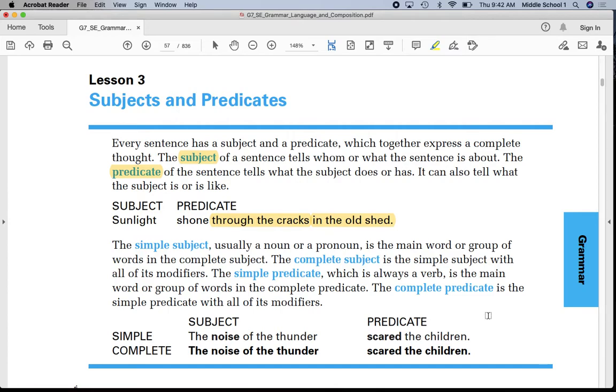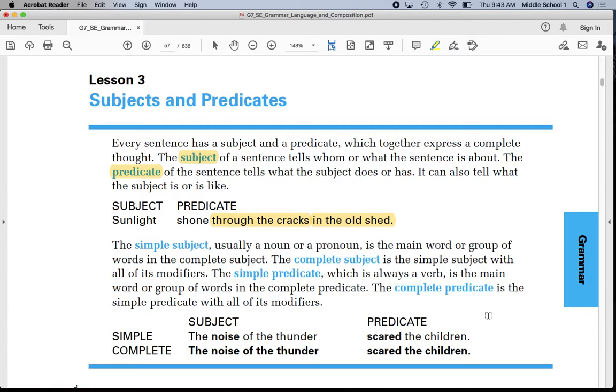Some students now are going to underline or highlight or put parentheses around the prepositional phrases first. Look what's left in the sentence. 2 words. Subject, sunlight, predicate, shone. If you can identify your prepositional phrases, your work is going to be a lot easier.